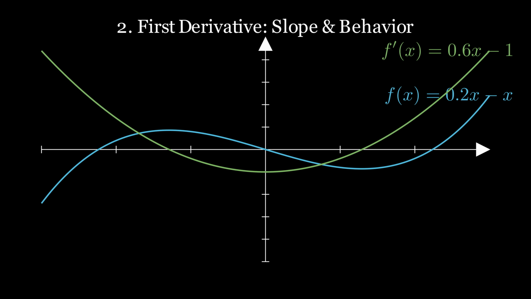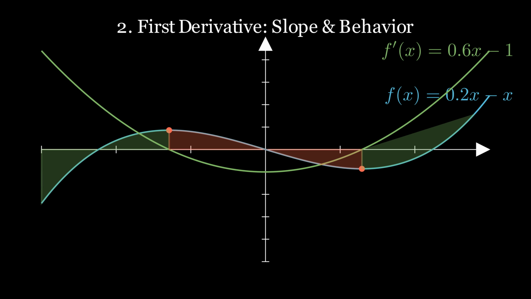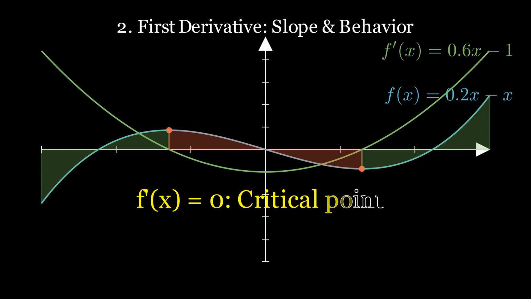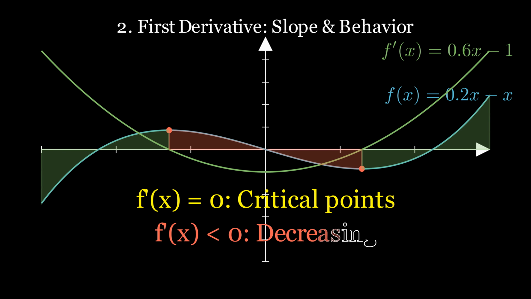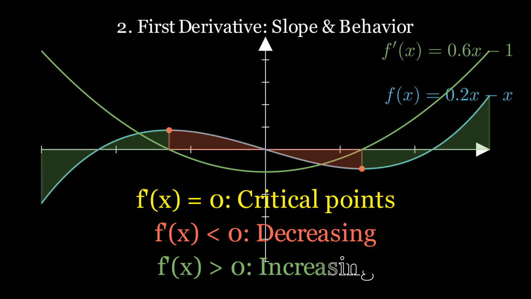The points where the derivative equals 0 are called critical points. These mark where the function changes from increasing to decreasing or vice versa. The green regions show where the derivative is positive and the function increases. The red regions show where it decreases. In summary, when f prime of x is greater than 0, the function increases. When less than 0, it decreases. Critical points occur where f prime equals 0.